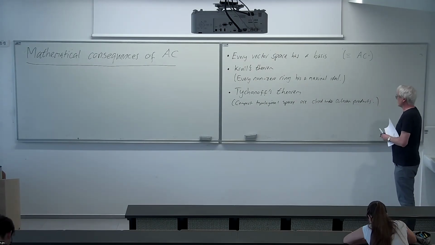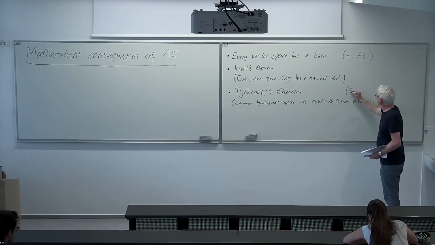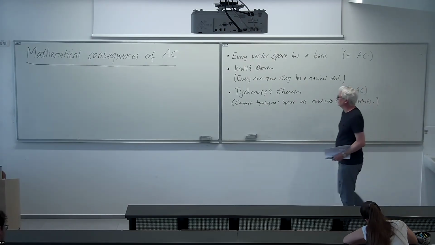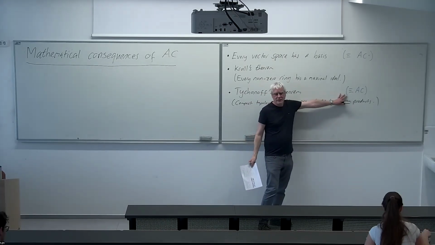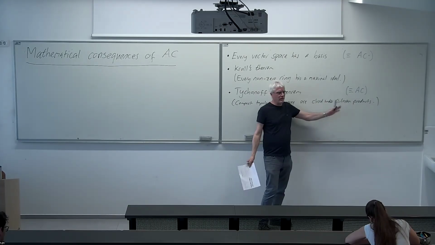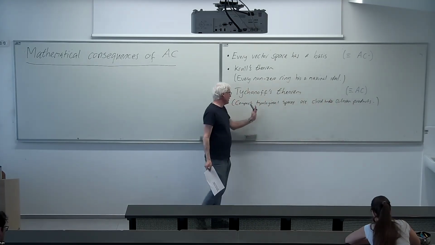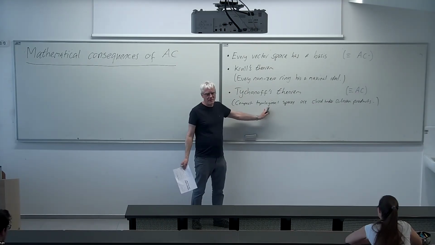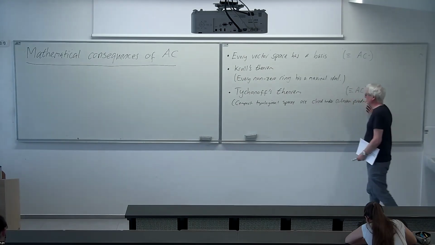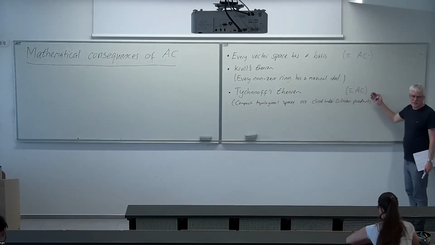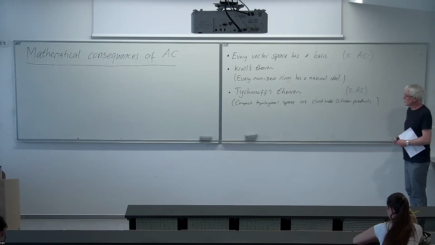And again, this one is actually equivalent to the axiom of choice. But it's equivalent to the axiom of choice only if you really mean arbitrary compact topological spaces. Topologists normally like to work with Hausdorff spaces, and this statement for Hausdorff spaces is weaker. Yeah, it still needs the axiom of choice, but is weaker than the axiom of choice. So the Tikhonov theorem is not usually used in the full generality that requires the full axiom of choice.